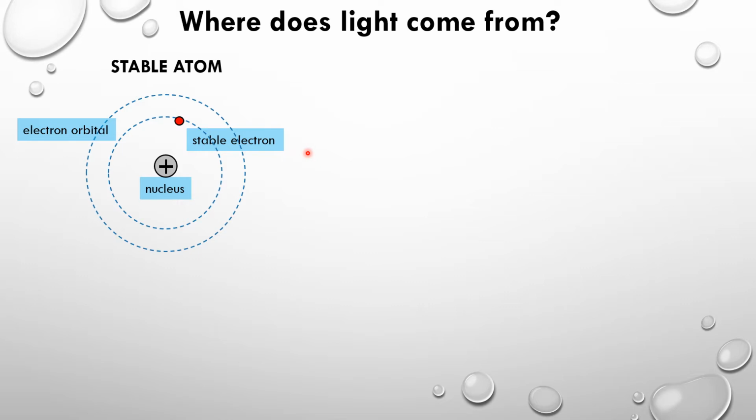This closest orbital is called a stable orbital. The further away orbital is called an excited orbital. Electrons would rather be in the closest orbital than a further away one. That's where they are the most stable.